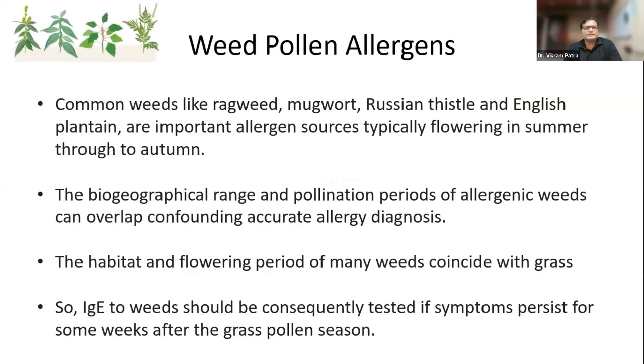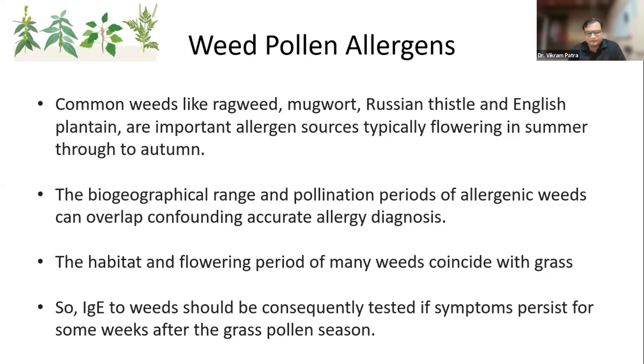Coming to weed pollen allergens, common weeds like ragweed, mugwort, Russian thistle, and English plantain are important allergen sources, typically flowering in summer through the autumn. The biogeographical range and pollination periods of allergenic weeds can overlap, confounding accurate allergy diagnosis. So different weeds can overlap. And the habitat and flowering period of many weeds coincide even with the grass pollens too, making it more difficult.